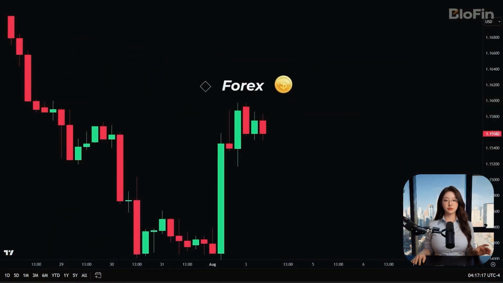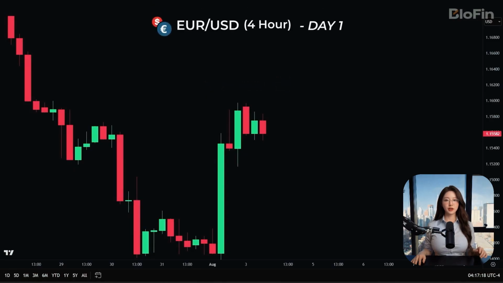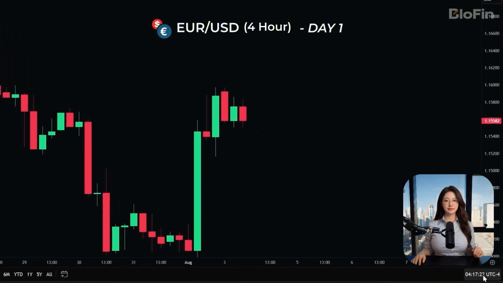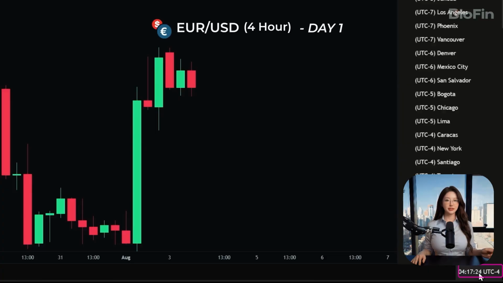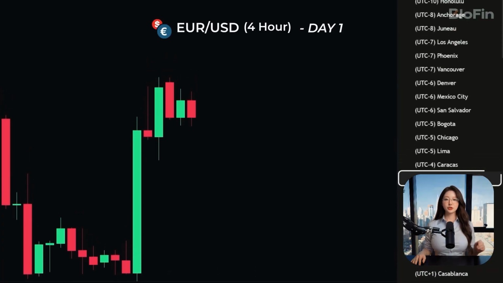So let's see how the strategy performs on the Forex market. Here I'm on the Euro USD 4-hour chart. To apply the 4-hour range in Forex, it's the exact same process. Go to the time zone setting at the bottom right of the chart and select New York time.